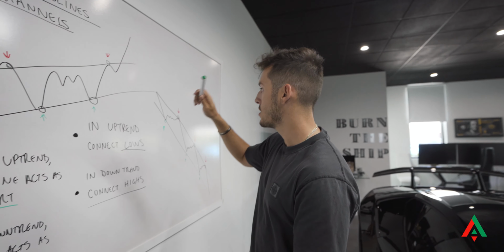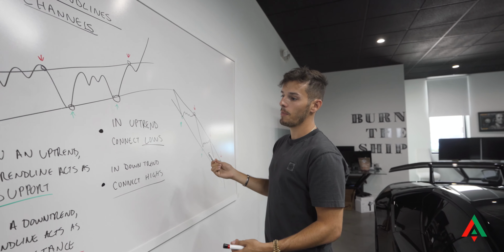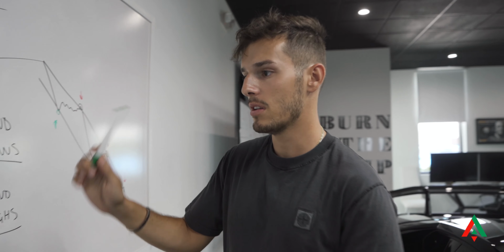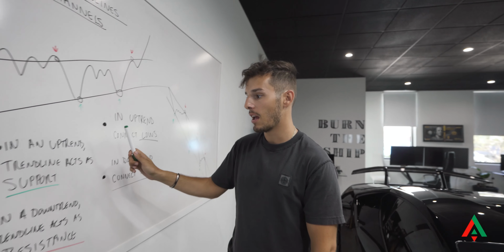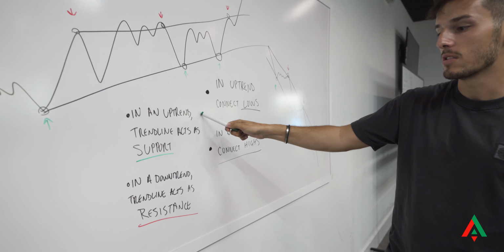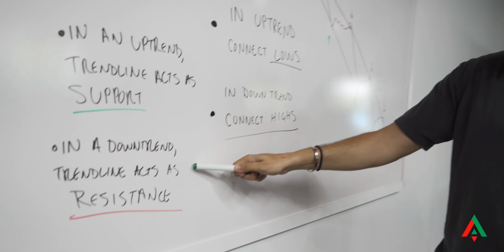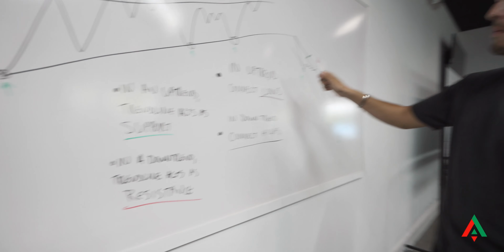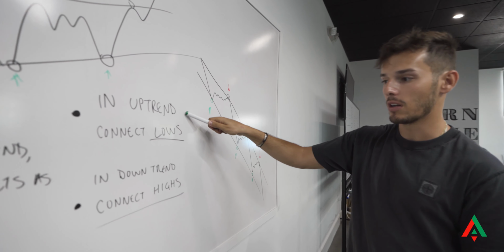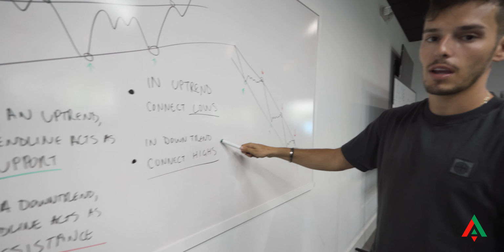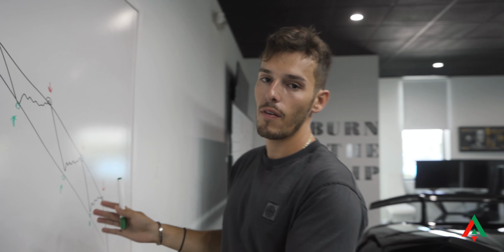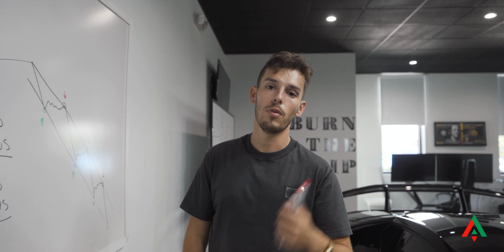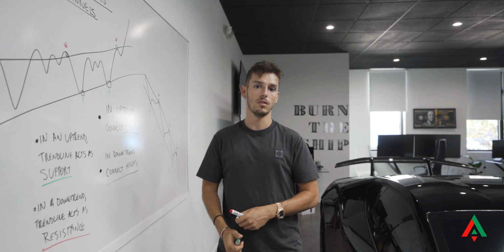So I would say this is pretty much it for the whiteboard example. Make sure you guys write down these 4 important facts: that in an uptrend, a trend line is going to act as support. In a downtrend, a trend line is going to act as resistance. And in an uptrend, you want to be connecting your lows. And in a downtrend, you want to be connecting your highs. So now that we've covered everything on the whiteboard, let's go over to the computer and take a look at what this looks like on the screens.